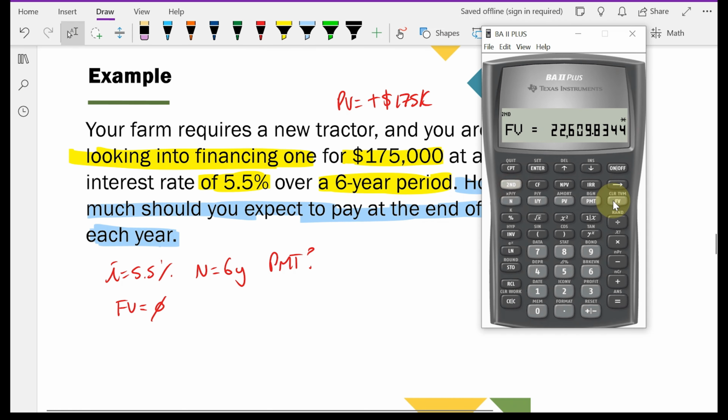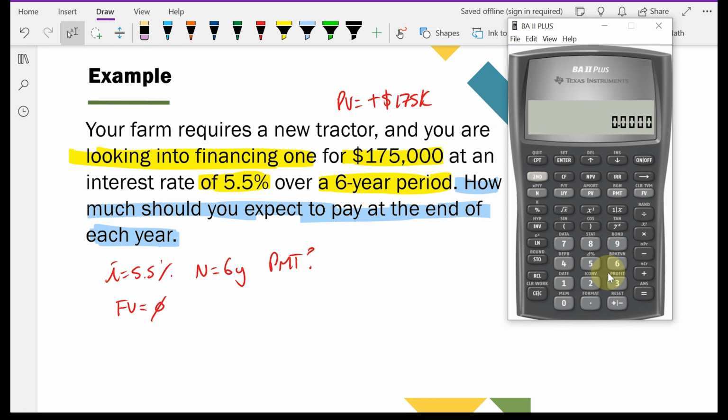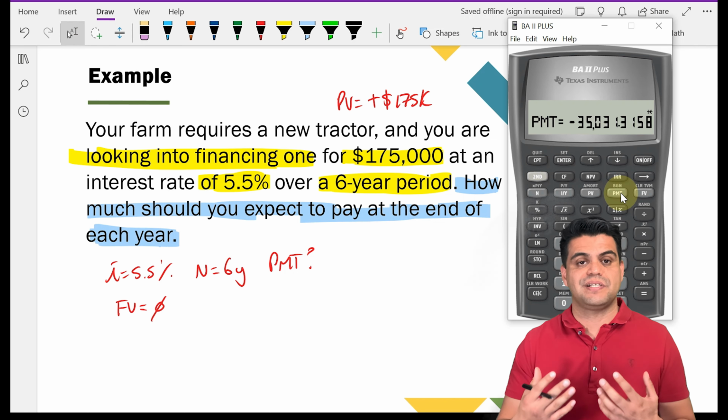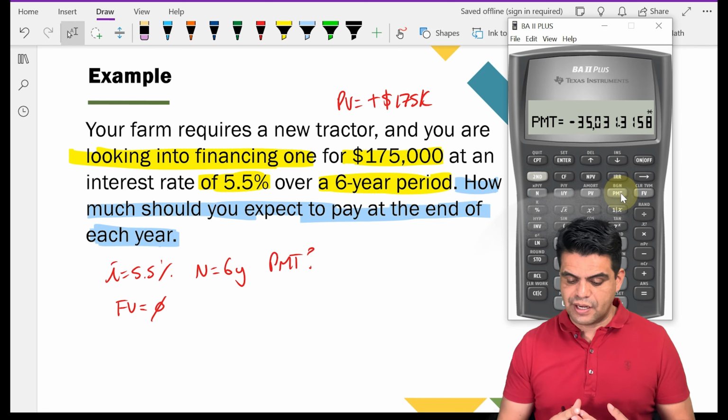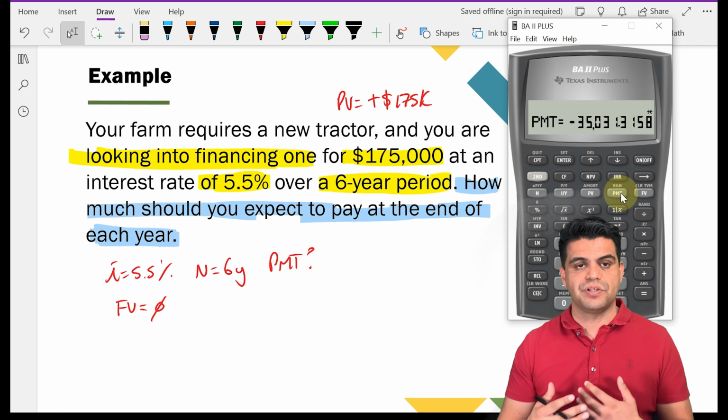And as always, second clear time value of money. So let's go through the terms here. We have a 6-year period. We have an interest rate of 5.5, and we have a present value of $175,000, which is what we borrowed. See, almost tricked me. And then we have, I always like to put 0 for a future value, just in case. And then we're going to compute the payments, right? So this is going to be our yearly payment. As you can see, it's negative because it's telling us, hey, this is what you owe, right? And that's what we're going to owe every year for this loan.